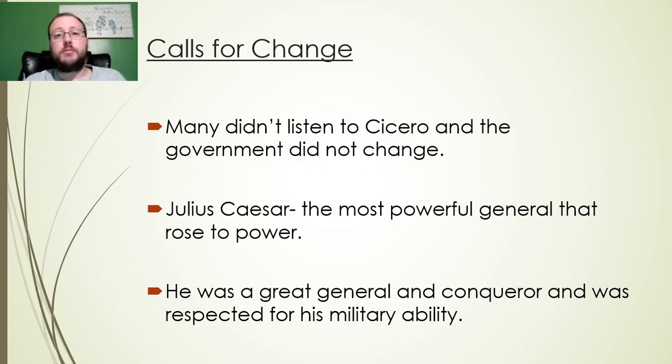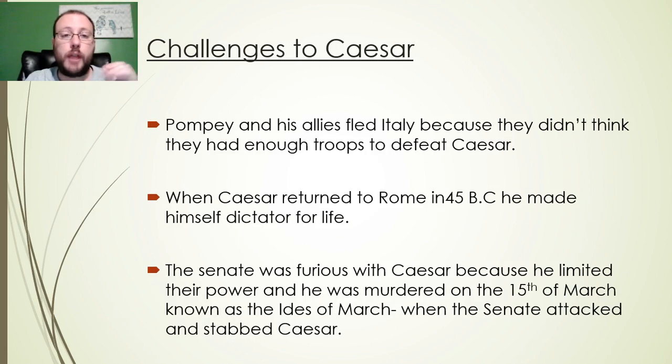And because of this, we see the rise of Julius Caesar, which is the most powerful general that rose to power. He was a great general and a conqueror and was respected for his military ability. And this is about Julius Caesar. Now, Julius Caesar, of course, does a lot more than this, but we're just talking briefly about some of these people in these chapters. Now, Caesar had two friends, Pompey and Crassus, which was the first triumvirate.